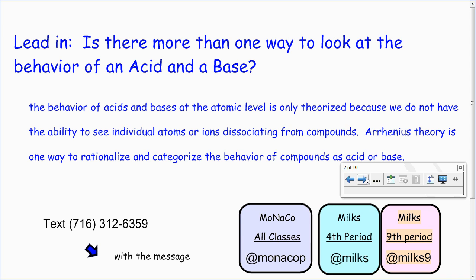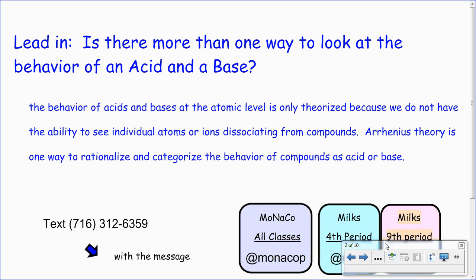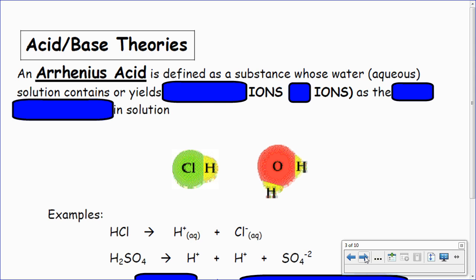So is there more than one way to look at the behavior of an acid and base? Of course, there's more than one way to look at it. We chemists so far have just told you about acids having H out front and acid in the name, and bases having OH in their form, and base and hydroxide in the name, and that they neutralize. So let's look at some behavior at the atomic level as to what's actually going on with acids and bases. And this is a theory.